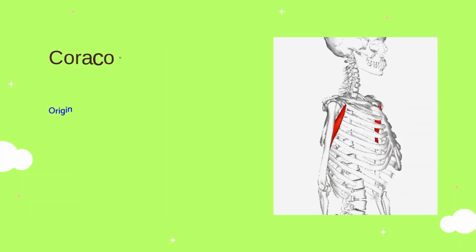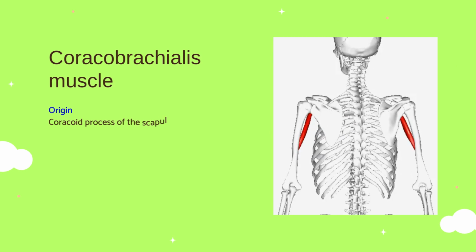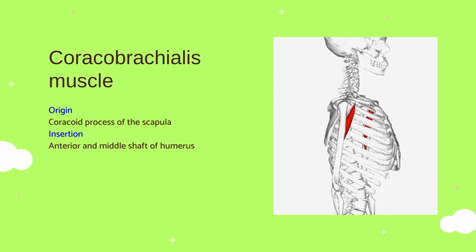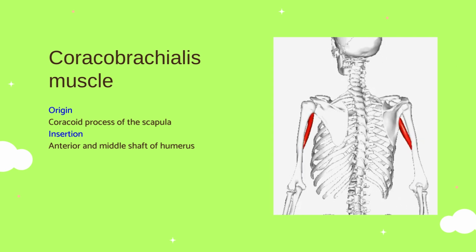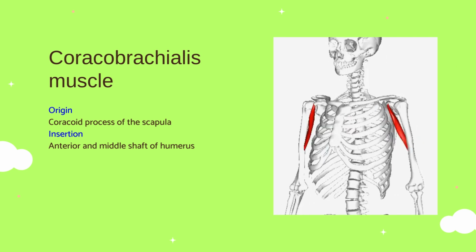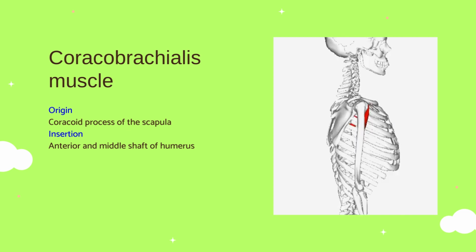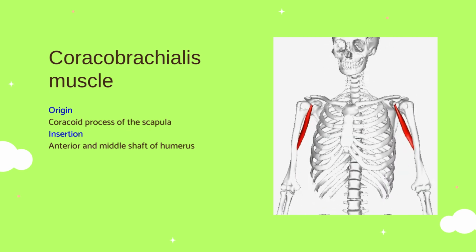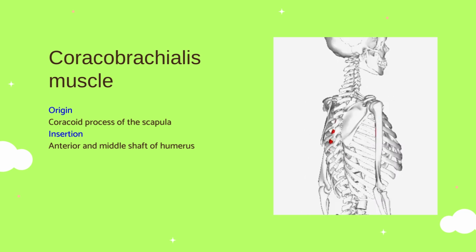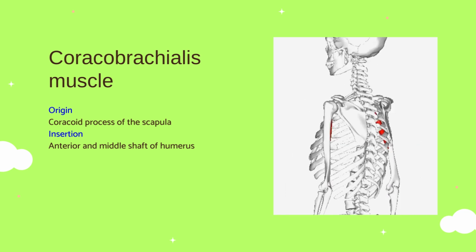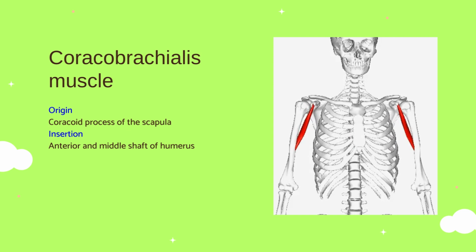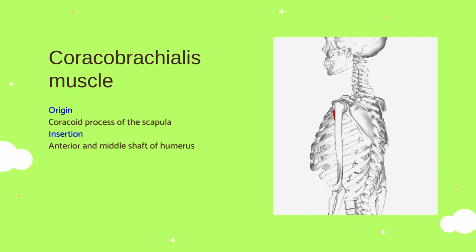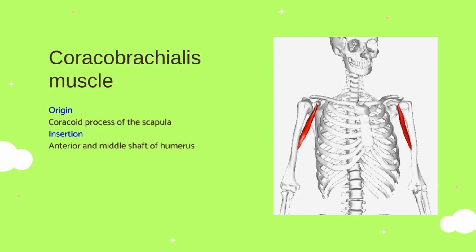The coracobrachialis muscle is a slender, cylindrical muscle located in the anterior compartment of the upper arm. It originates from the coracoid process of the scapula, a bony projection located on the front of the scapula near the shoulder joint. The muscle inserts onto the medial surface of the humerus, specifically onto the middle third of the medial border of the humerus. The coracobrachialis muscle plays a role in flexing and adducting the arm at the shoulder joint.